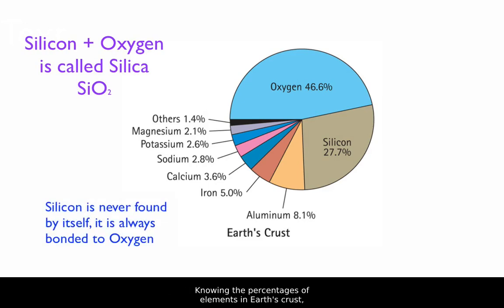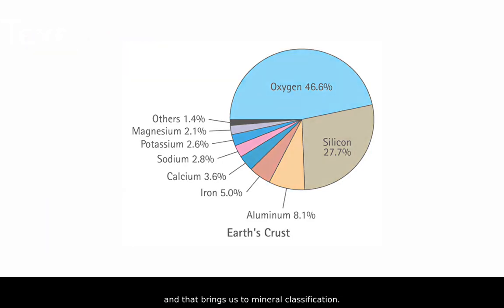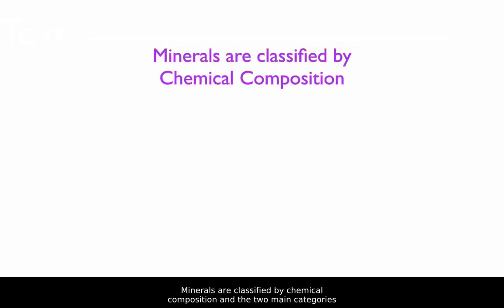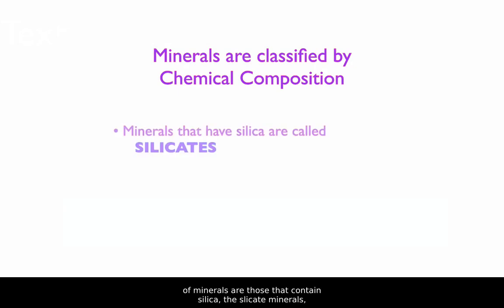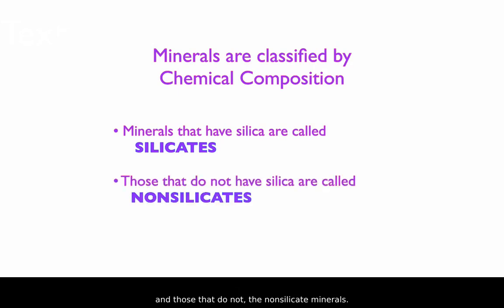Knowing the percentages of elements in Earth's crust, it makes sense that most rocks will have silica as part of their chemical composition. And that brings us to mineral classification. Minerals are classified by chemical composition, and the two main categories of minerals are those that contain silica, the silicate minerals, and those that do not, the non-silicate minerals.